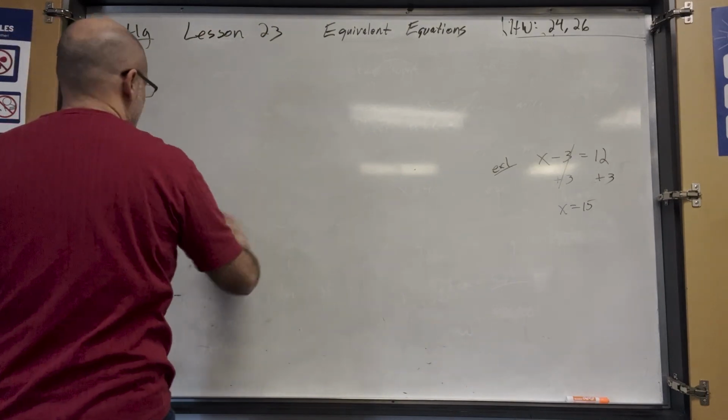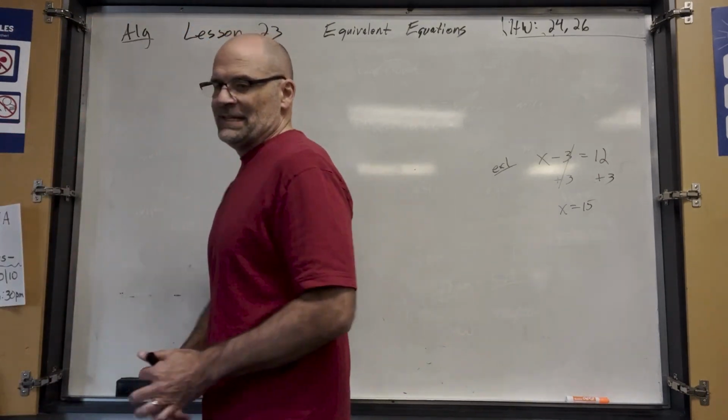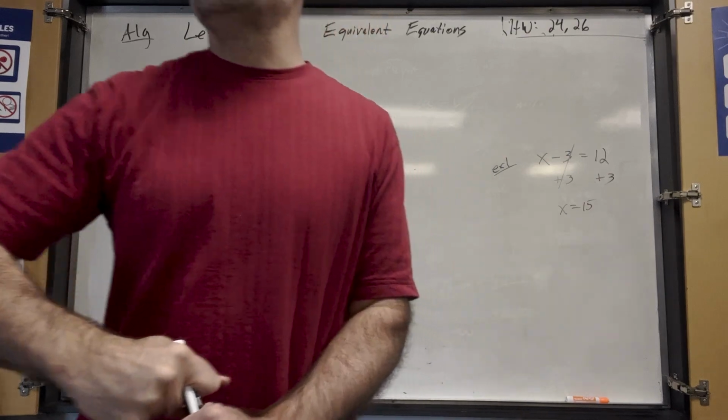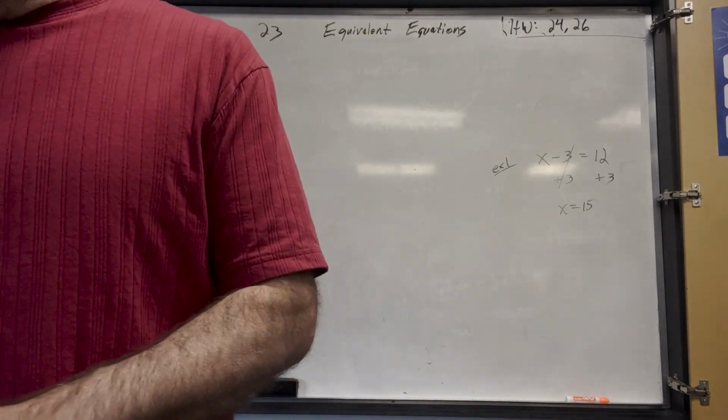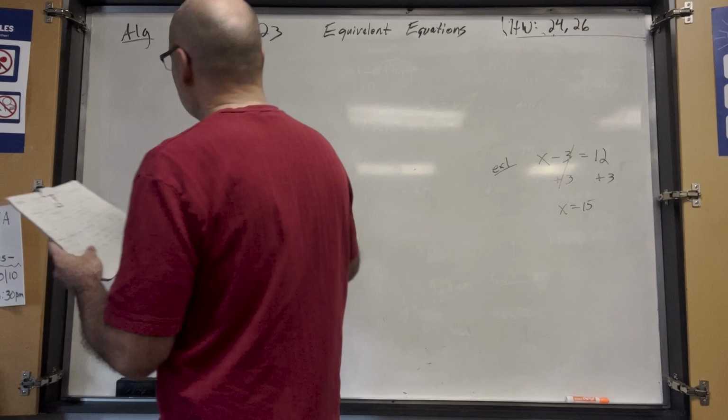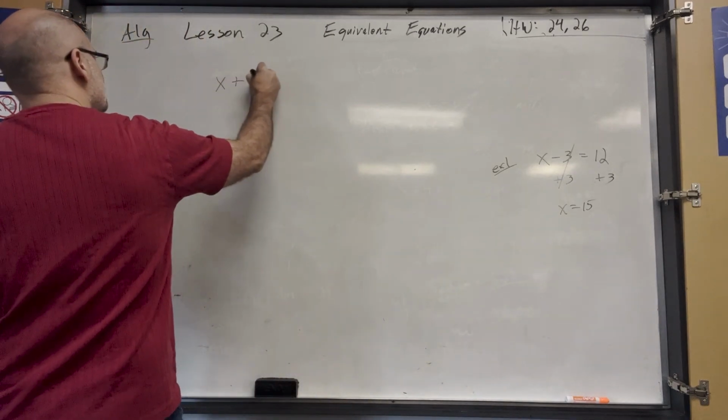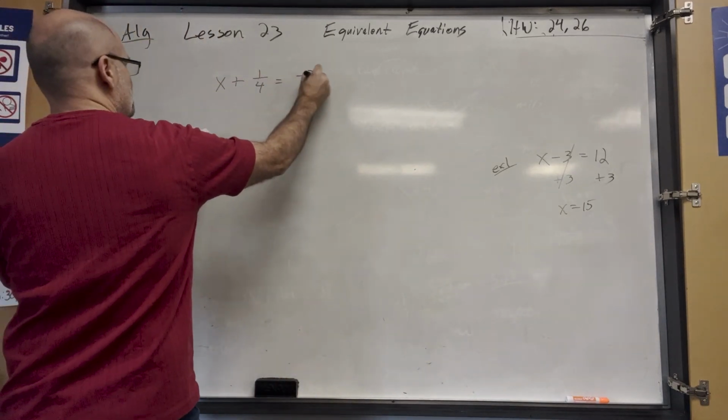Saxonation. Saxify. Or what? A Saxon's Creed is what we're doing. Okay, ready? X plus 1/4 equals -3/8.